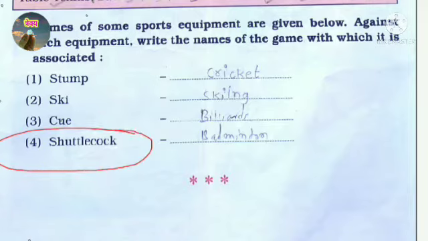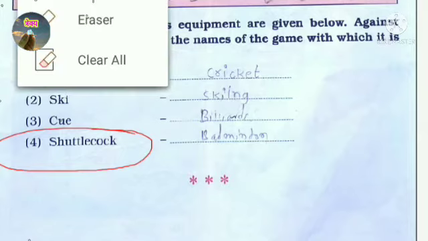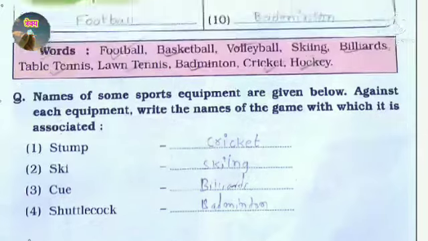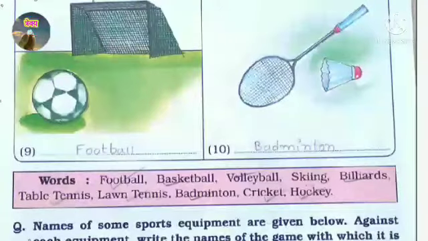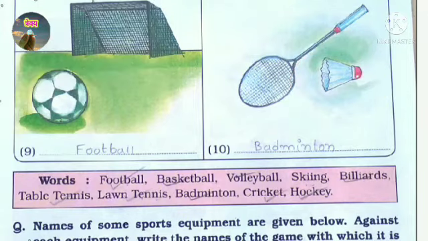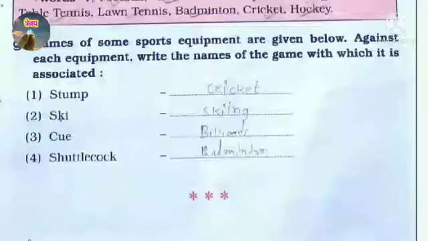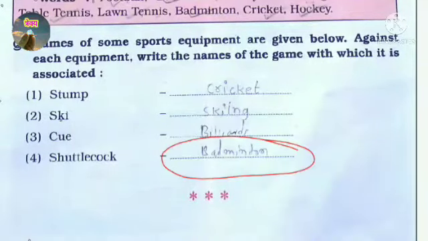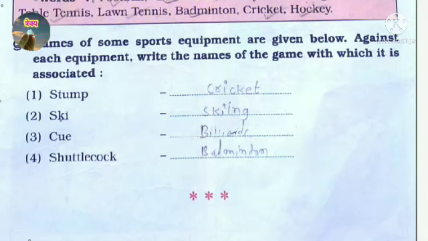Now next, shuttlecock. That means the feather ball of the racket game. Here we have seen this is called a shuttlecock. So this is the game which is known as badminton. Badminton. So students, this exercise is over.